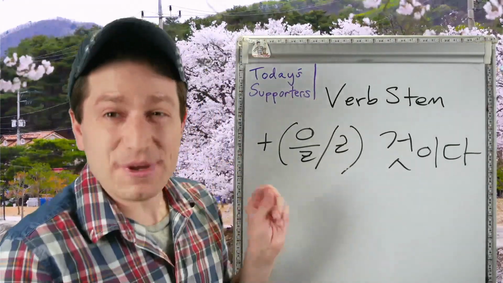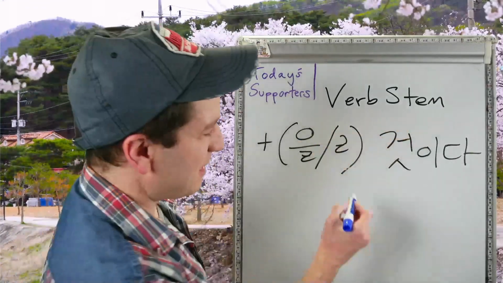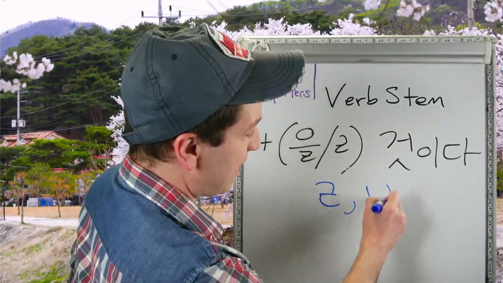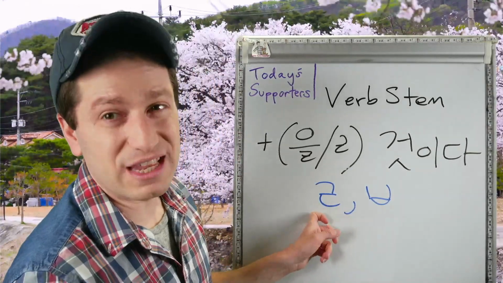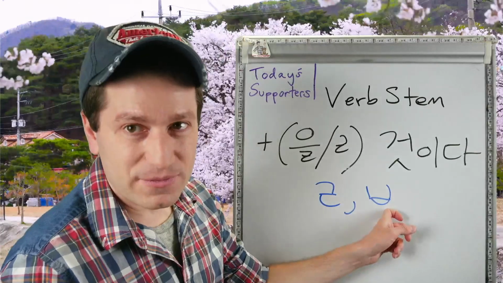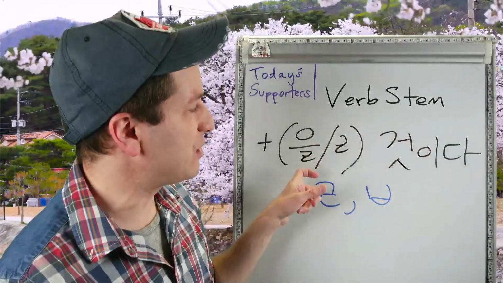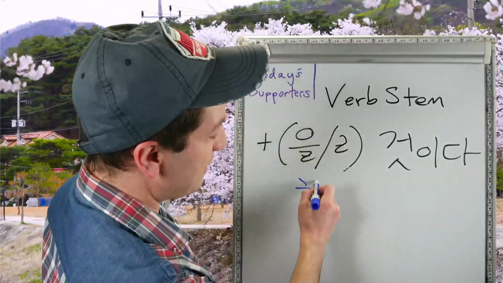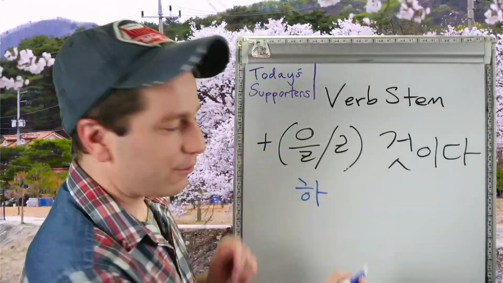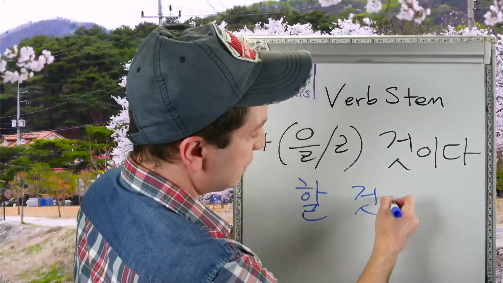Note that there are some exceptions for verb stems that end in certain letters. For example, these are two of the most common ones that can have exceptions. If the verb stem ends with a ㄹ or with a ㅂ, you're going to conjugate these a little differently when you attach this. For example, if we have the verb 하다, the verb stem is 하, it ends in a vowel, so we attach a ㄹ, 할 것이다.